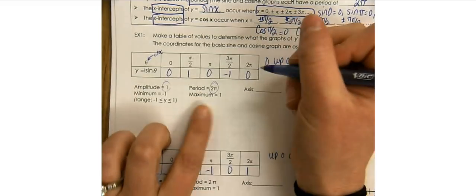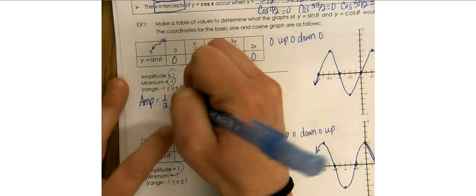So that's what we have down here. We have our period, which is going to be 2 pi for each. Your minimum value is going to be at -1, and your maximum value is at +1. And you can use that amplitude formula if you would like. The amplitude, once again, is equal to 1/2 times your maximum value minus your minimum value.